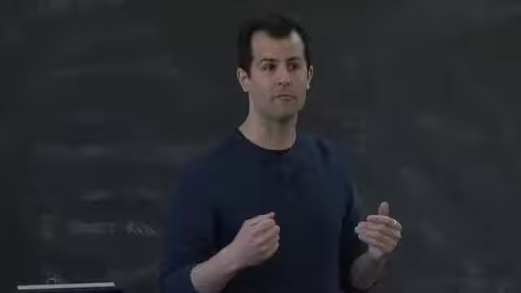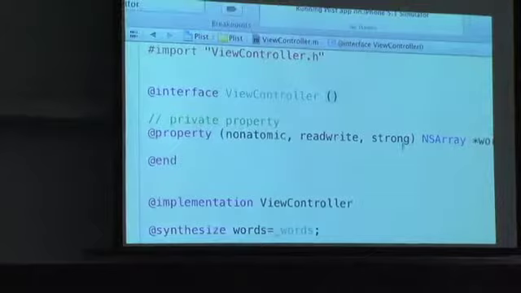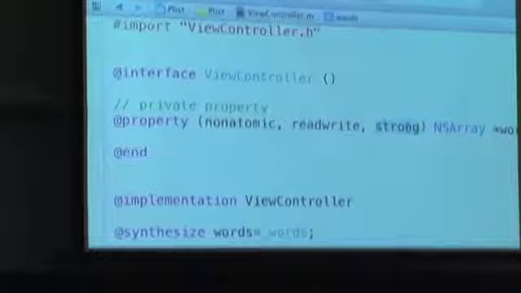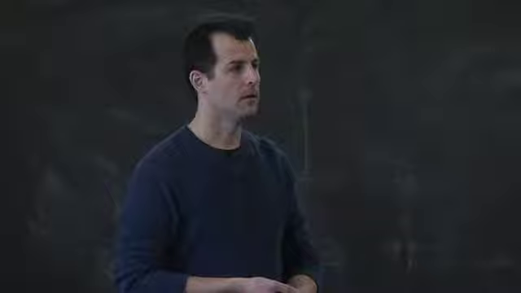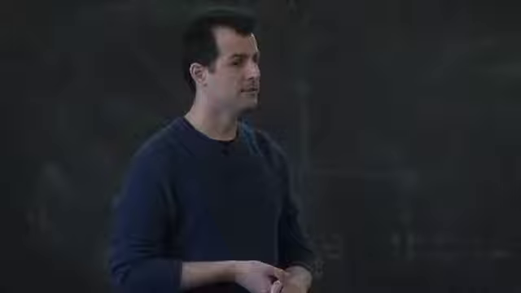All right. Lastly, I say strong here. So let's try to tease this apart slightly. So previously, when I had an IB outlet, it was weak. Now I've said strong. Why? Any thoughts on what weak and strong are actually doing for me? Yeah? Charles? It's got something to do with reference counting.